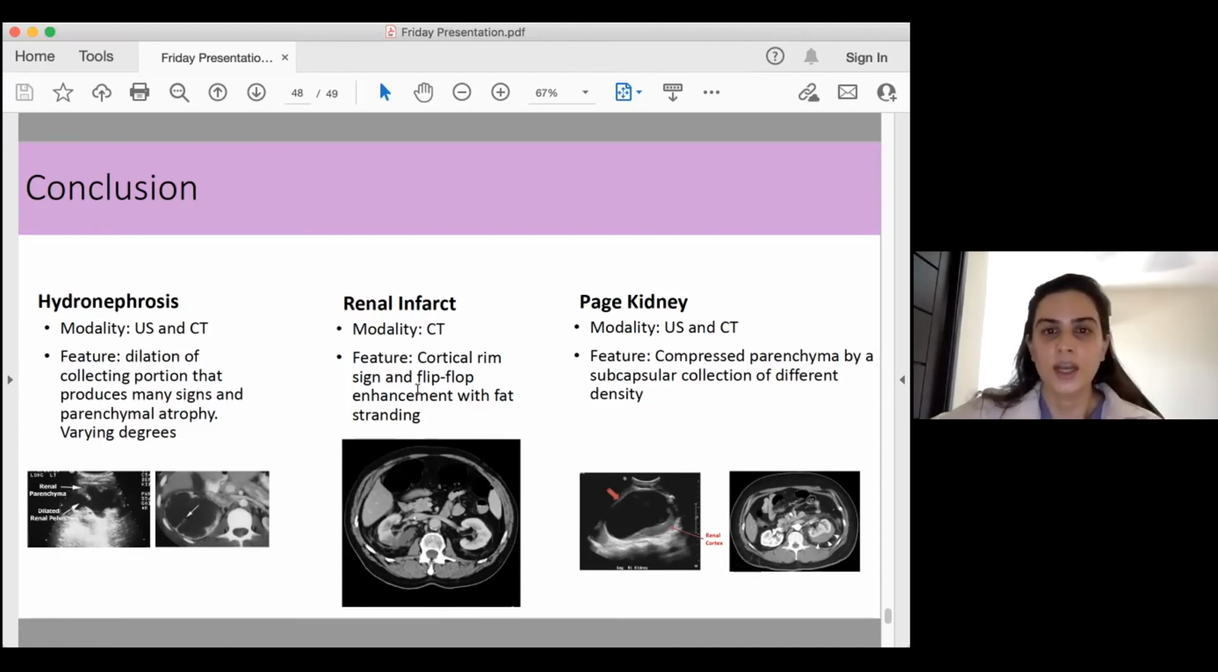In the renal infarct, the modality that helps us diagnose or visualize it the best is usually computed tomography. We have a cortical rim sign and flip-flop enhancement with fat stranding, which we can observe here. And in the page kidney, the main modalities that we can use are ultrasound and CT scan, and we observe a compressed parenchyma by a subcapsular collection of a different density. And hopefully seeing these three pathologies one next to the other, you are able to better visualize them and their differences. Thank you very much for your time and attention.